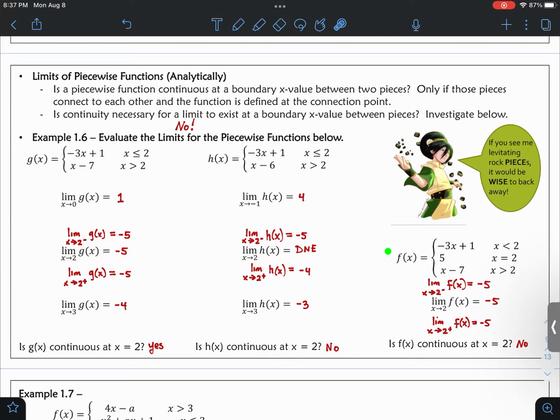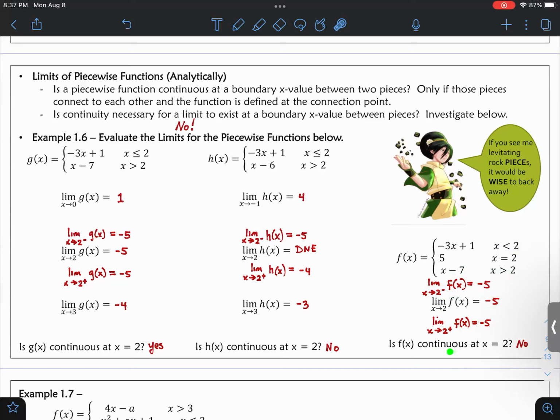Now, the real weird one is this f of x. Excuse me. It's got 3 pieces. As you approach x equals 2, coming in from the left puts you on the first piece. All the values to the left of 2, I want to follow this rule. I get back a limit of -5. Coming in from the right, I'm interested in this last piece. I also get -5. Because those match, I can confidently say the overall limit is -5.